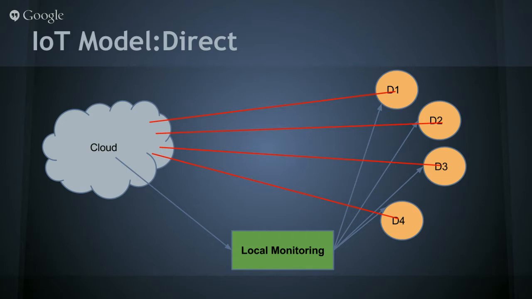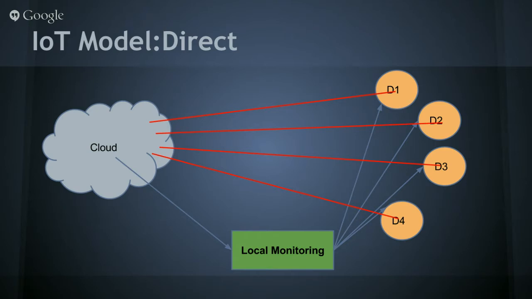And this is the direct model, where the device is directly connected to the cloud. They are sharing the data to the cloud. We'll have one local monitoring system, like your mobile smartphone, which also connects to the device and gets the knowledge-based data from the cloud.